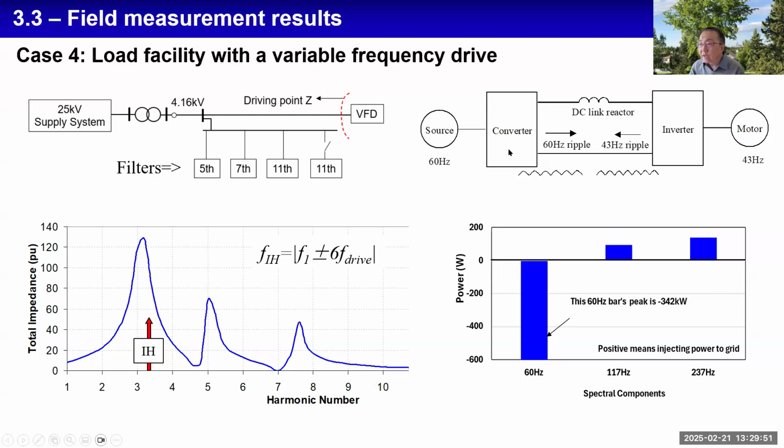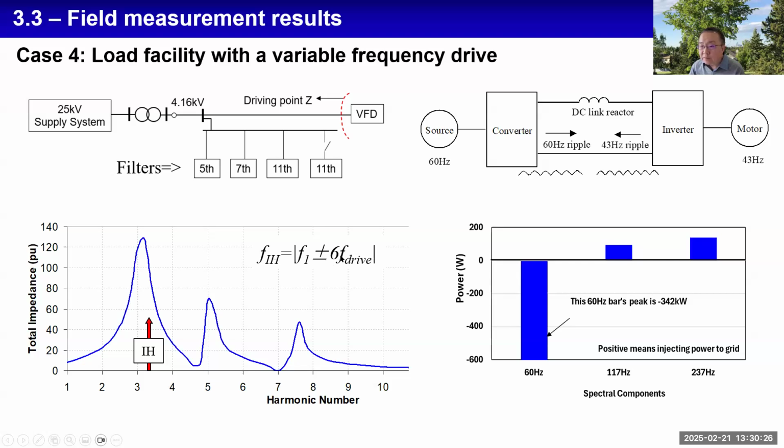We have a converter converting 60 Hz into DC. The DC is then converted through an inverter into a variable frequency, for example, 43 Hz. This system is actually bidirectional. You can imagine this motor produces 43 Hz, and then you have a 43 Hz ripple here. The ripple penetrates to the grid and becomes an interharmonic. So the interharmonic frequency is a function of the drive speed, basically the 43 Hz motor frequency.